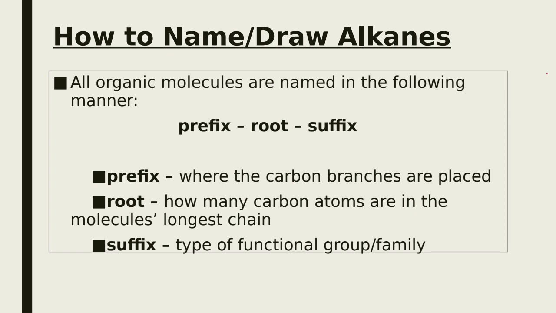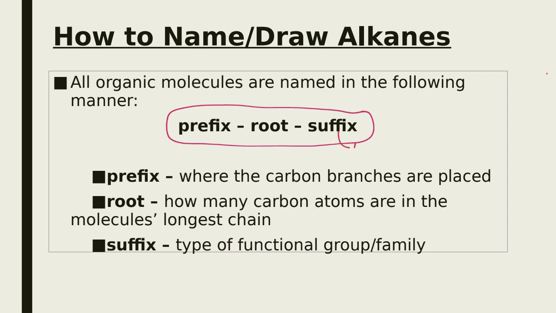In order to name or draw alkanes or any organic molecule, there has to be some sort of system that tells us a variety of information. We need to know what kind of functional group or family our organic molecule is. We need to know how many carbons are in our molecule. We need to know if there are branches or any kind of special extra groups present. This is a standard way that we represent names of any organic molecule, but now we're going to talk about alkanes.